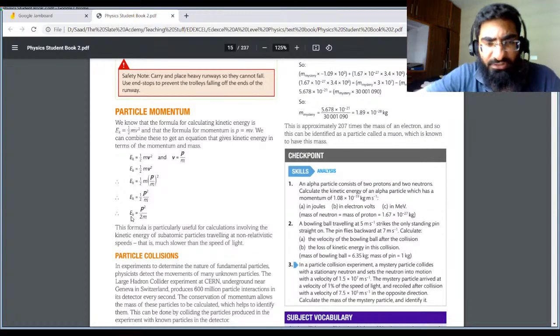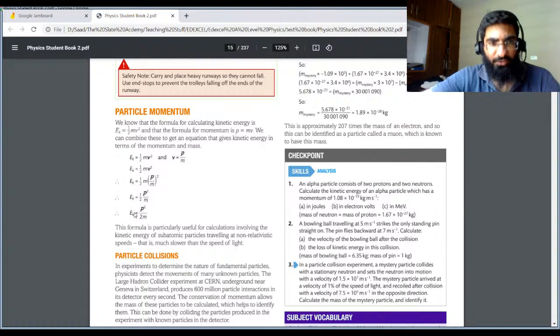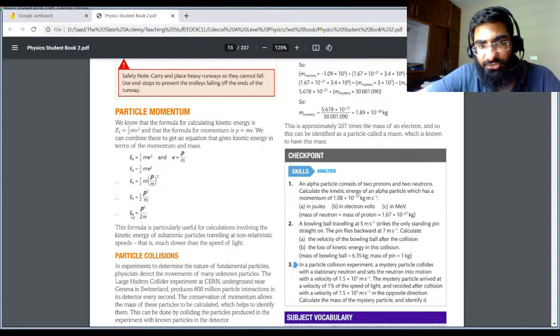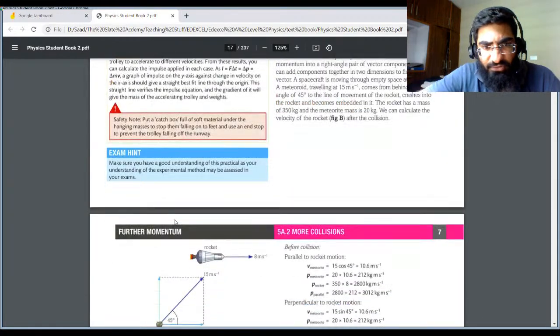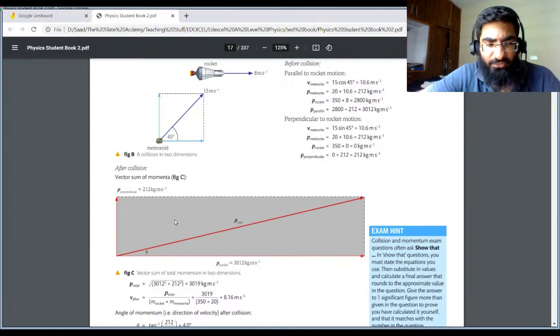Then we came across this formula where we could convert momentum into kinetic energy or kinetic energy into momentum, since both calculations involve the use of mass and velocity. And like any other vector quantity, momentum can be broken down. If momentum is not along the x-axis, if it's at some angle to the x-axis or y-axis, we can break it down into its components.